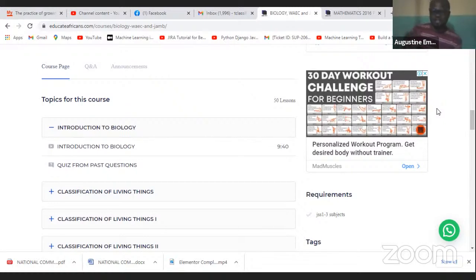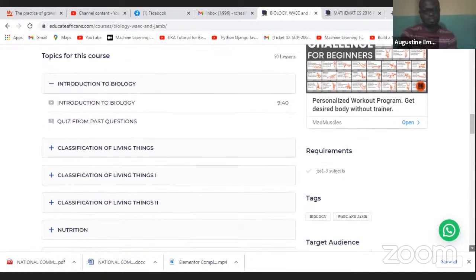Then we went further to learn about the classification of living things, where we learned about the kingdom, the phylum, the class, order, family, genus, and the species. And we said that every living thing has a naming system known as the binomial nomenclature, where the genus name is put together with the species name. And that's why human beings are regarded as Homo sapiens. So those are the things we looked at on living things.